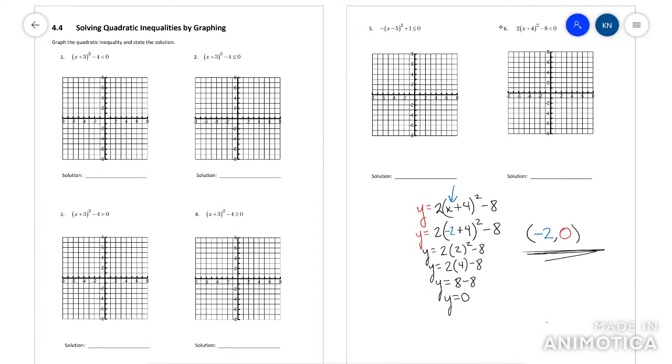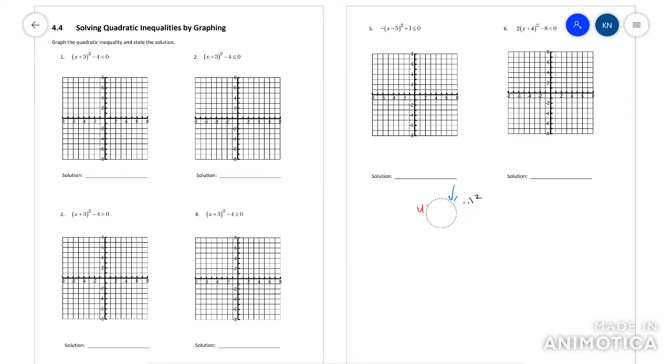This is a really handy tool to use. You can plug in any x value and get a y value, so keep that in mind. I'm going to be using that a bunch. Here we go. So you start out by graphing this. Find the vertex. The vertex of this is at -3, -4. Go put a dot there.